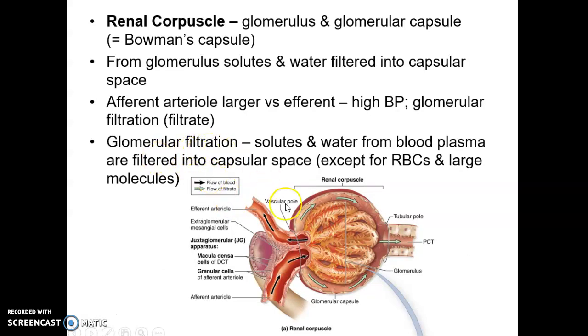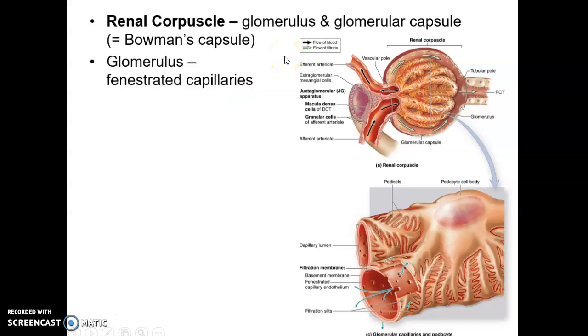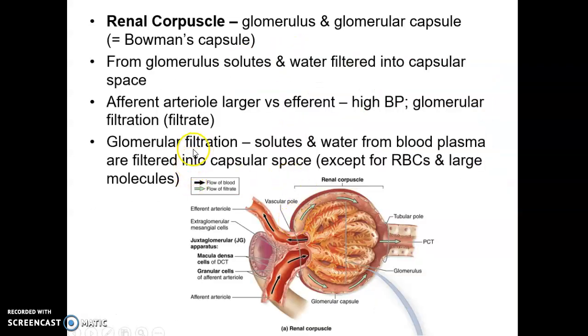So glomerular filtration: solutes and water from the blood plasma are filtered into the capsular space. The process is called filtration or glomerular filtration. And then the red blood cells and large molecules and proteins are retained in the blood supply. This is a non-selective process in the sense that the materials that exit the blood supply and go into the filtrate are just things that are small enough to exit the capillaries, and we'll talk about that more in a few minutes.